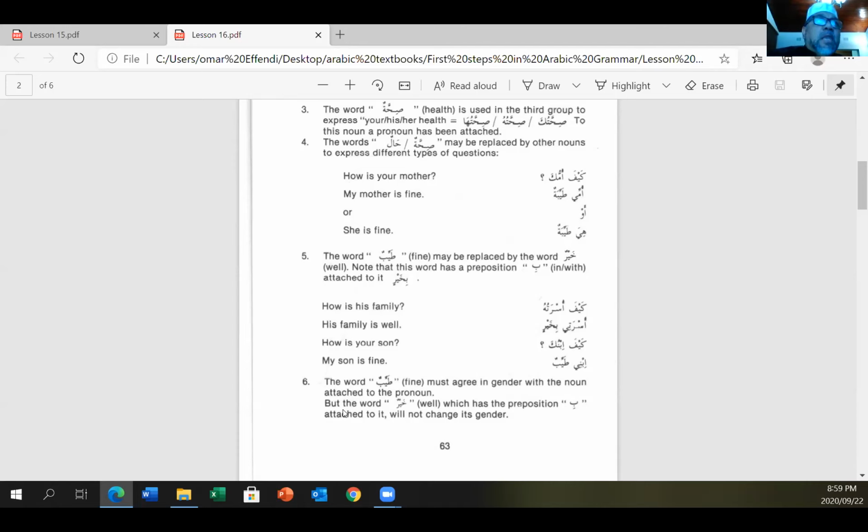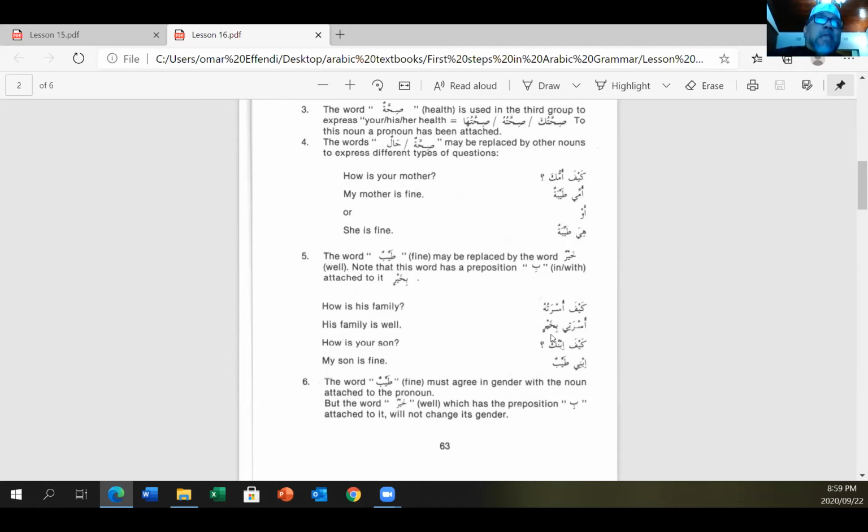attached to the pronoun. But the word khairun, well, which has the preposition be attached to it, will not change in gender. Very, very important. So bi khairin, because usratun is a feminine word. See there? There's not a feminine word khairatun. Khairatun is not a feminine word.